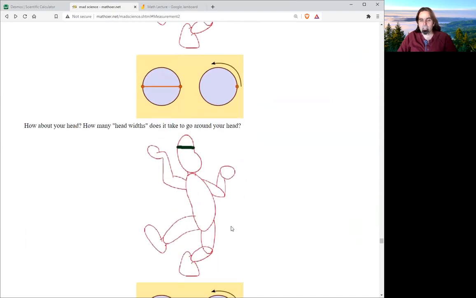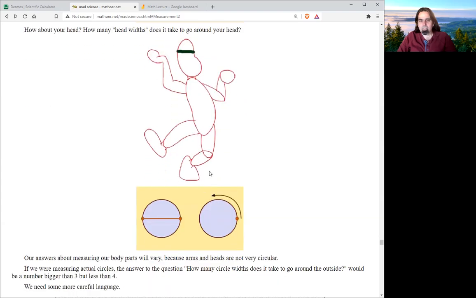Or we could do it with your head. Heads are even also, I shouldn't say they're less round, but they're certainly not round. Arms might be less round. If I connected ear to ear, and that was the length of the string through your brain, then how many of those would it take to make a headband going all the way around your head? And if we asked that question for a real thing that was round, a circle, then the answer would be it takes more than 3 of these through the middle lengths to go around the edge, but less than 4 of them. So I want to try and draw that.